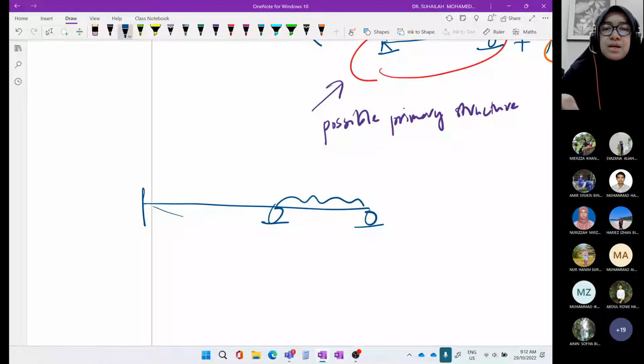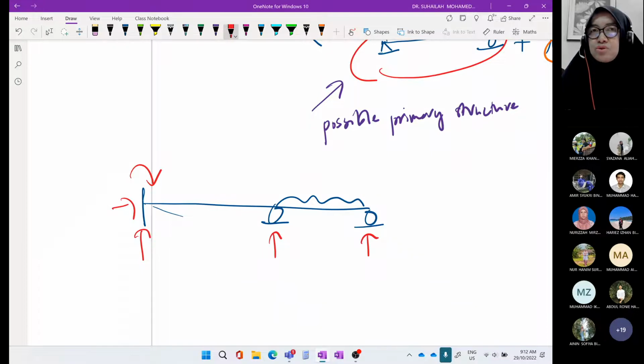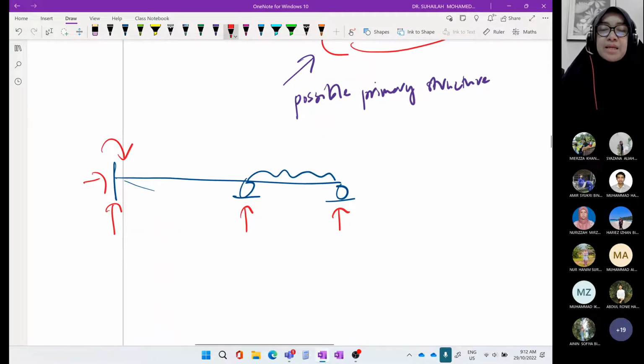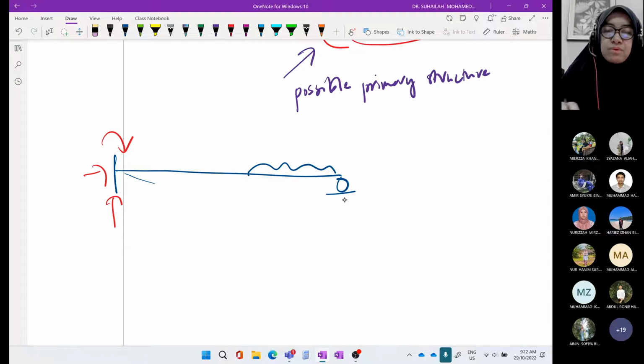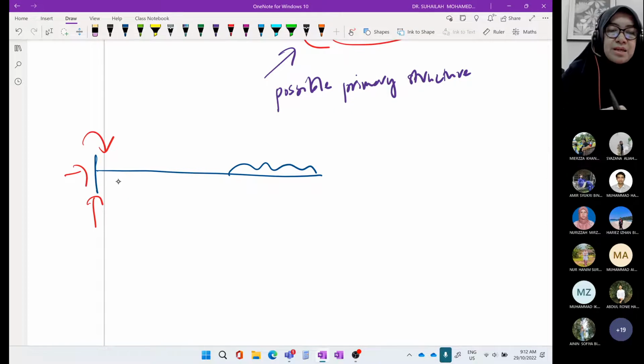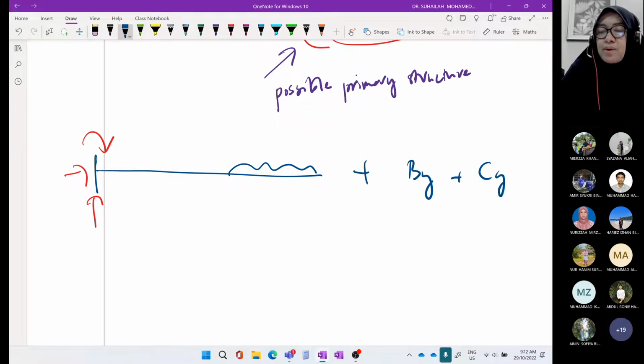We have a UDL here. So we have 1, 2, 3, 4, and 5. This is the actual beam. Set number one is when we want to have a cantilever beam, which means we remove By and Cy. So if this is the primary beam, we remove By and Cy. This will be set number 1, and this is the primary beam.